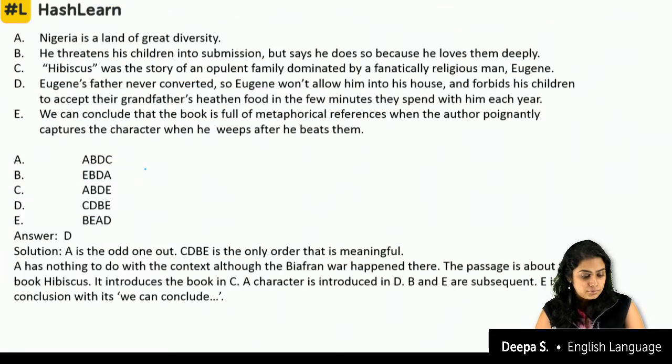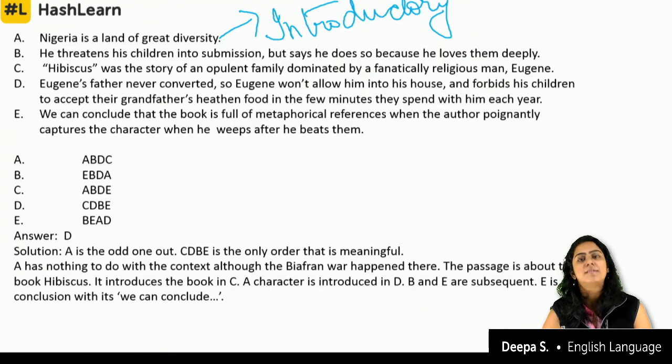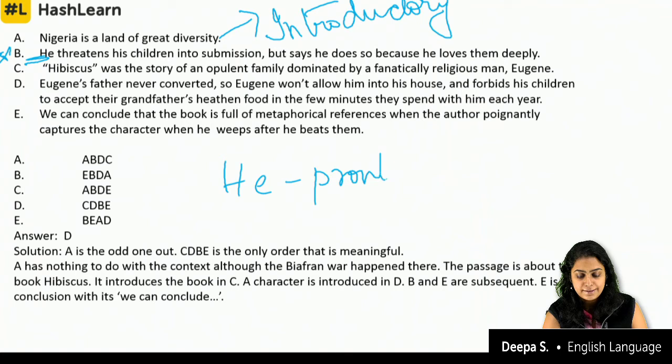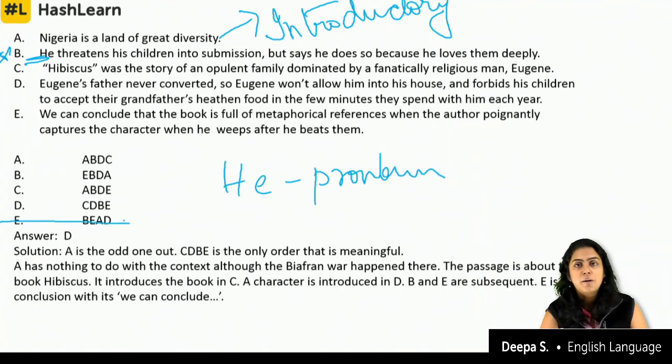Correct? Now look at this. Nigeria is a land of great diversity. This is a very good introductory sentence, because it introduces Nigeria. Then, he threatens his children. This cannot be your starting sentence because it has he, a pronoun, and that is undefined. So, I eliminate option E that has BEAD.